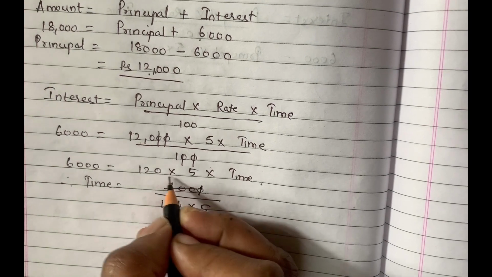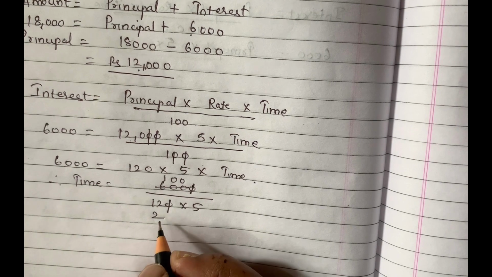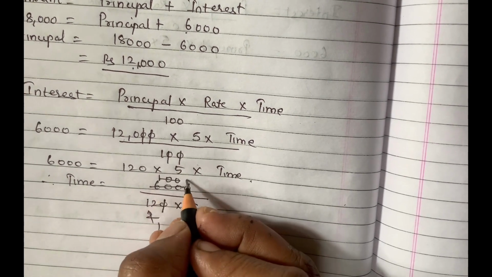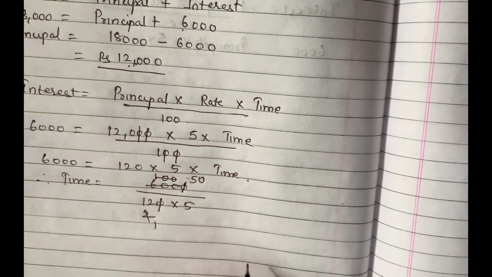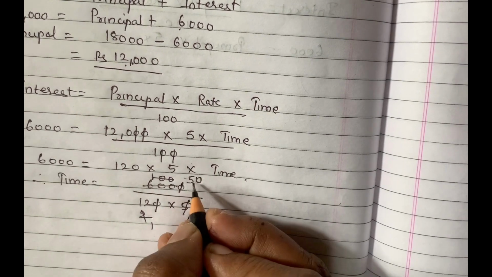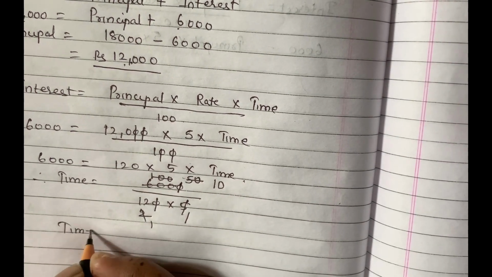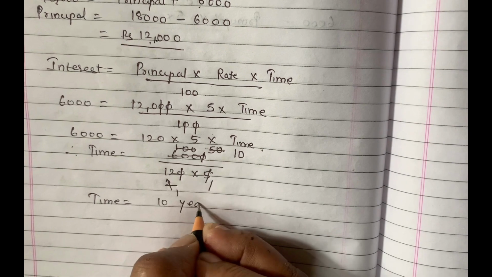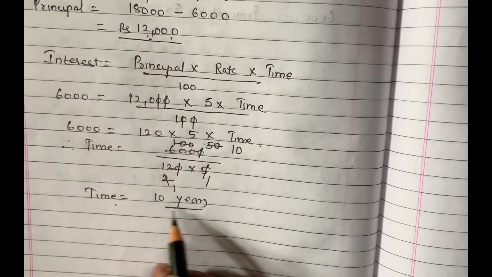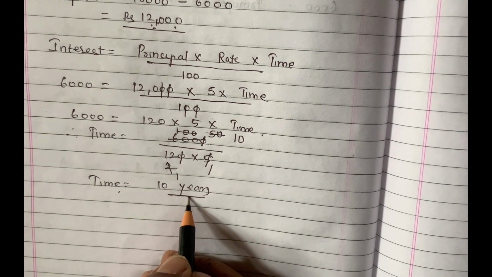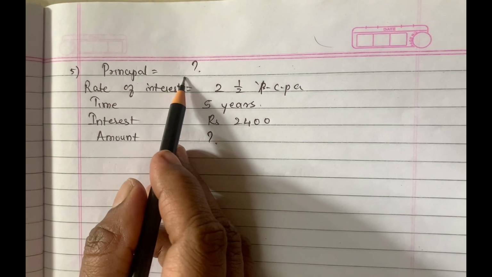6 1s are 6, 2 0. 6 2s are 12. Again 2 1s are 2, 2 5s are 10 and 1 0 is remaining. Now 5 1s are 5, 5 10s are 50. So time is how much? 10 years. So we have calculated the principal, that is 12,000 rupees, and time we have calculated, that is 10 years. Sum number 5. Principal we don't know.